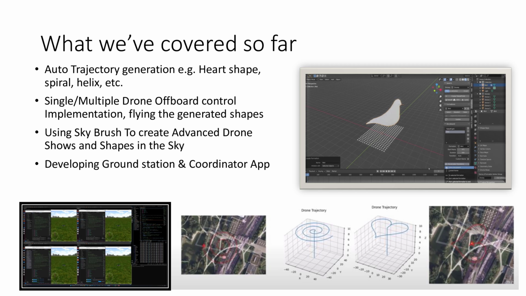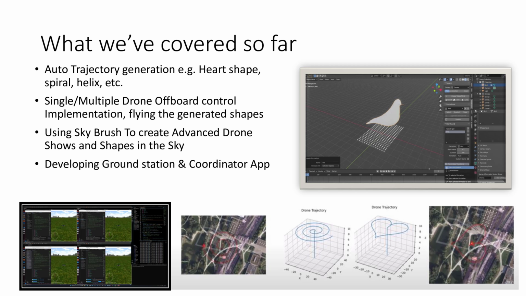But before that, let's review what we have covered so far. In the first video, we created some auto-generated trajectories, such as heart shape or H shape, spiral, zigzags, and then we used the offboard control and MAVSDK to command our drone to create those trajectories for us in the sky. And then the viewer from the ground would see this animation and with some light effects would see some beautiful animations in the sky.